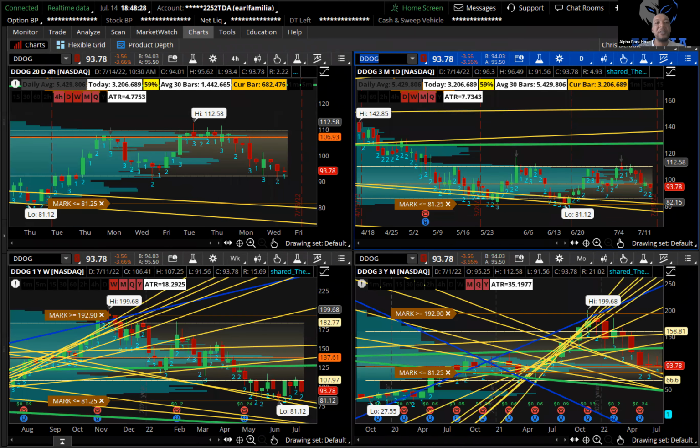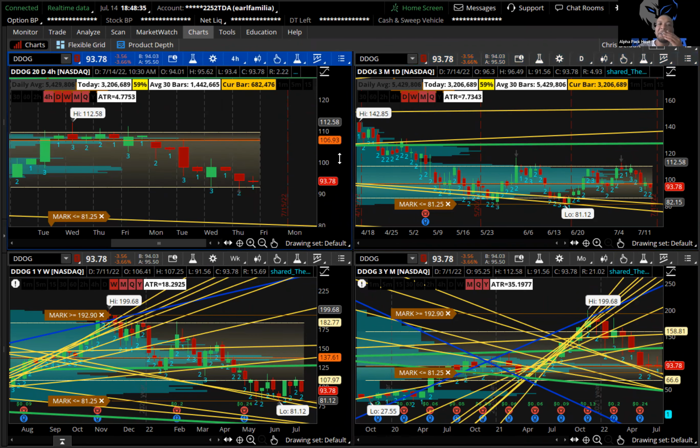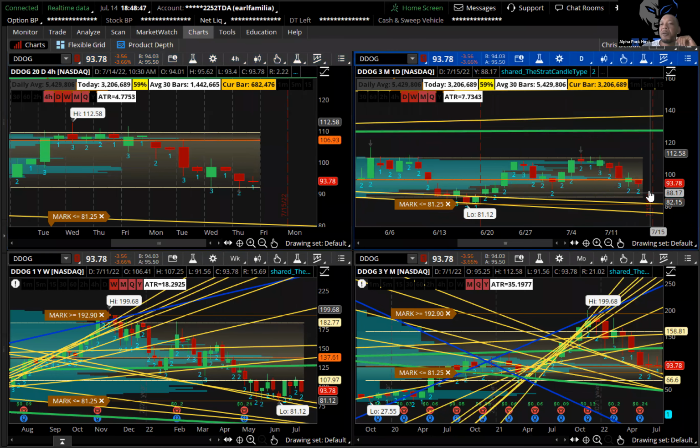DDog downside. I'm buying what you're selling. So what we got here? DDog shooter 4 hour. I like it. Entry below 93.40, I also like. We did have a 2 down. Looks like it bounced and created somewhat of a red hammer.